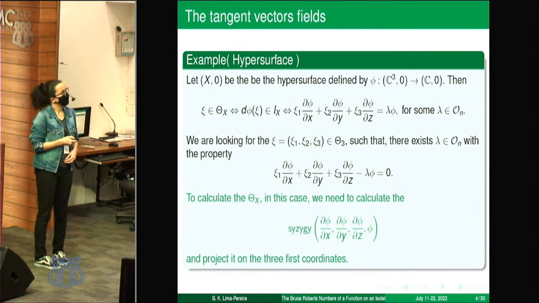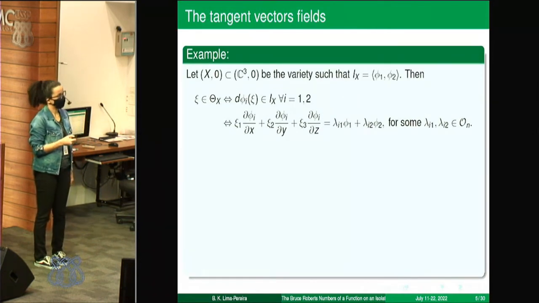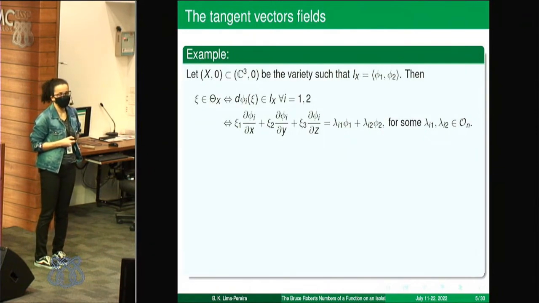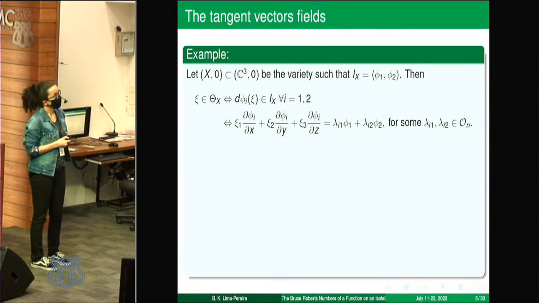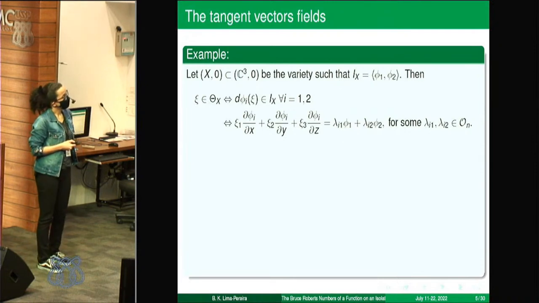Okay. The second example, I consider a variety determined by two function germs, phi 1 and phi 2. And by definition, a vector field belongs to theta X if and only if it satisfies this condition for phi 1 and phi 2. Okay. So we have this relation between the coordinates of the vector field and the function germs that define the variety. And here we consider the partial derivatives of phi 1 and phi 2.